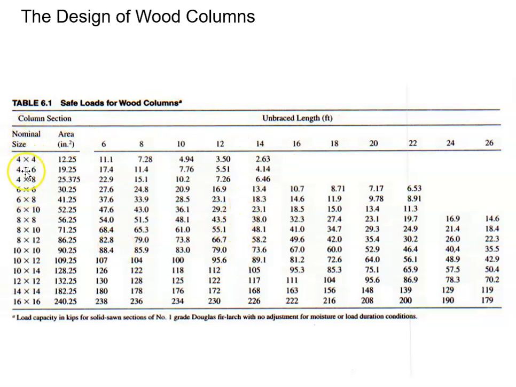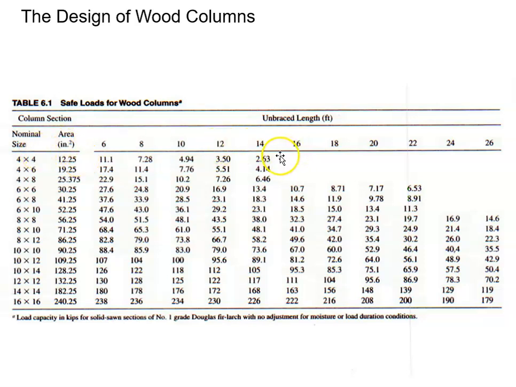So here we have the nominal size of the column in cross section. So that would be a 4x4 column. So this is the cross section again. The length is coming across the x-axis at the top, cross section on the y-axis, and then in the field here we have how much load the columns will hold. This is all in kips, 1,000 pounds for kips, okay? And then this is also all standard for wooden columns, Doug fir.